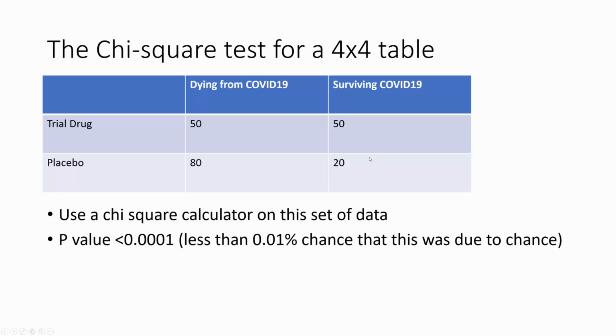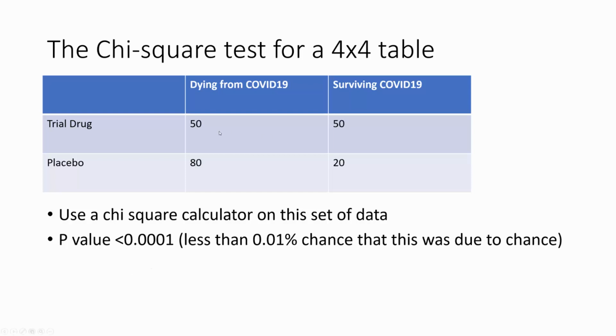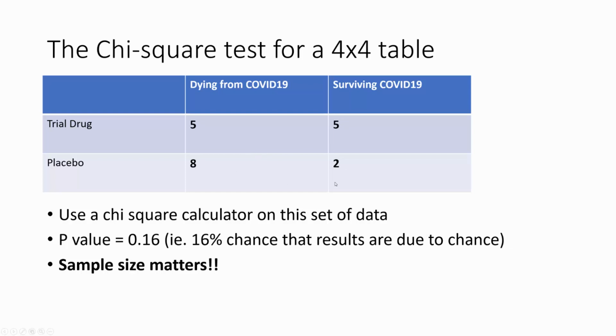Now, I just want to show you what happens if you reduce the sample size. It's exactly the same kind of ratios, 50-50, 80-20. I just made it 5-5 and 8-2. But if you apply the chi-square test to this particular table, you find that the p-value is 0.16. That means there's a 16% chance that these results are due to chance alone.